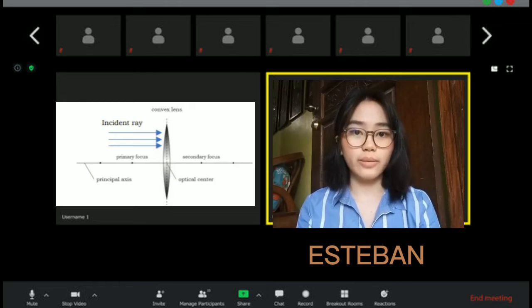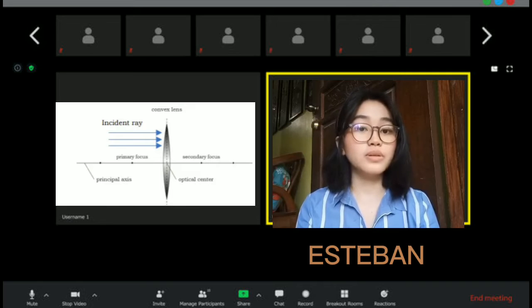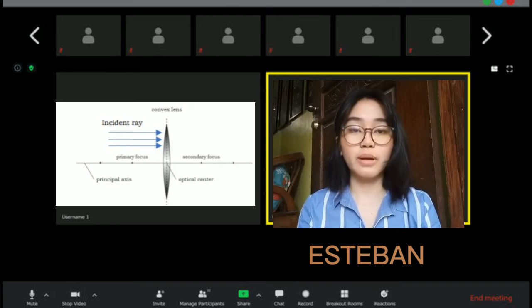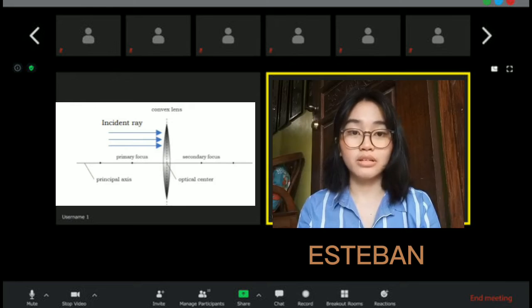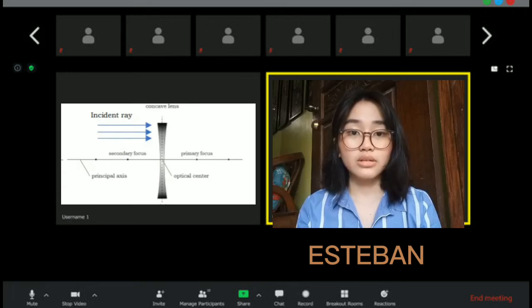Parts of the diagram. Lens. It can be a concave or convex lens. Principal axis. An imaginary line that bisects the vertical lens horizontally. Primary focus. Located along the principal axis, depending on the type of lens. For a convex lens, it is on the same side as the object, and for a concave lens, it is on the opposite side of the object.